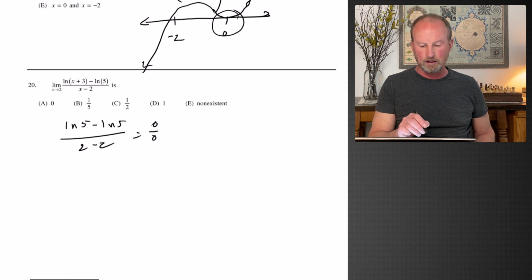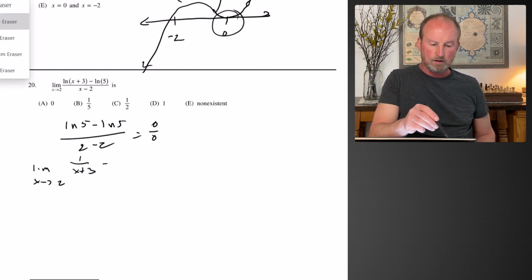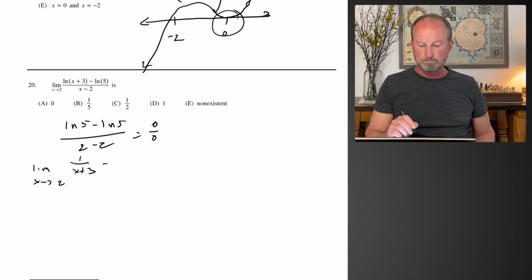Indeterminate form, L'Hopital's. So I'm going to have the limit as x approaches 2. Derivative of the top. So I get 1 over x plus 3 minus 1 over 5. Nope. That's what they wanted me to do. They almost got me. Derivative of constant is 0, right? So the derivative of natural log of 5 is just 0. So that's 1 over x plus 3. Derivative of the bottom is a 1. Don't need this minus anymore.